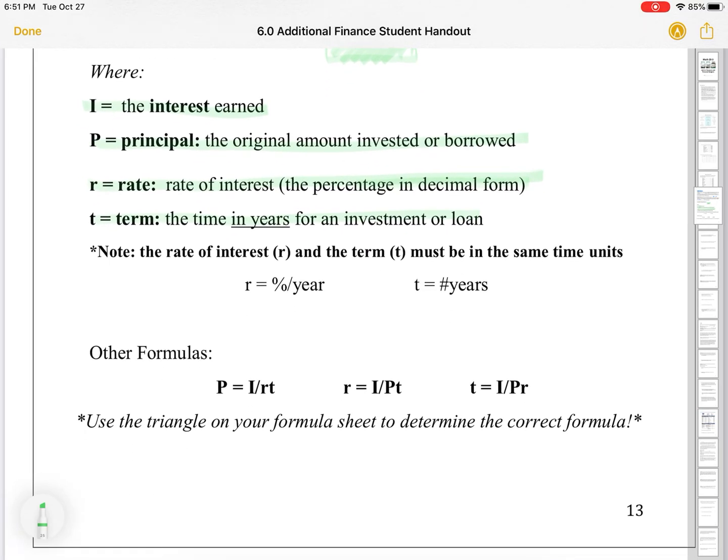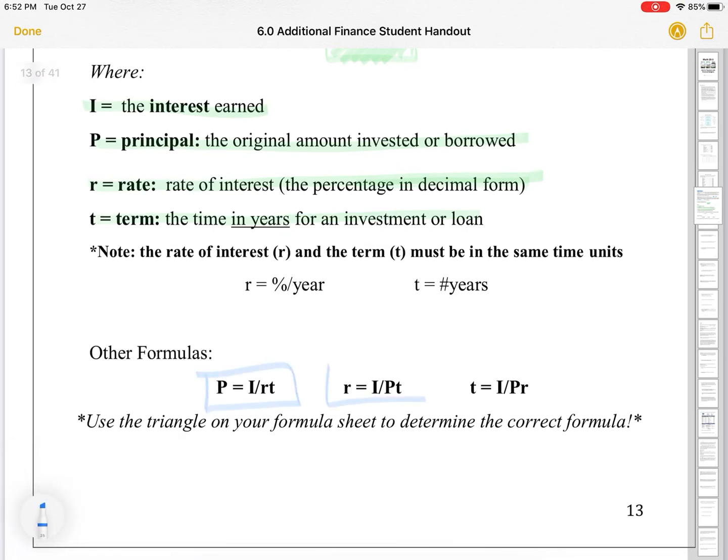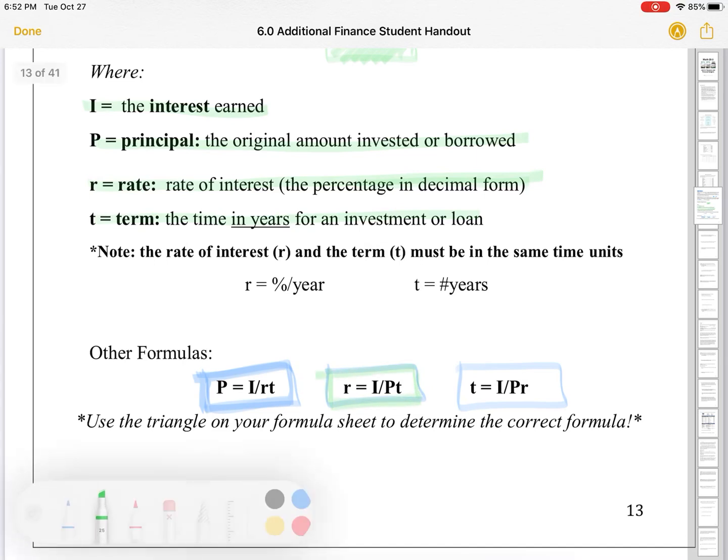Okay? Now, earlier today we talked about finding a missing value. If rearranging was challenging for you, you can also use these formulas, which are basically the rearrangements of those formulas. If you're looking for principal instead of interest, you can use this form of the equation. If you're looking for the rate, you can use this form. And if you are looking for time, you can use this form.